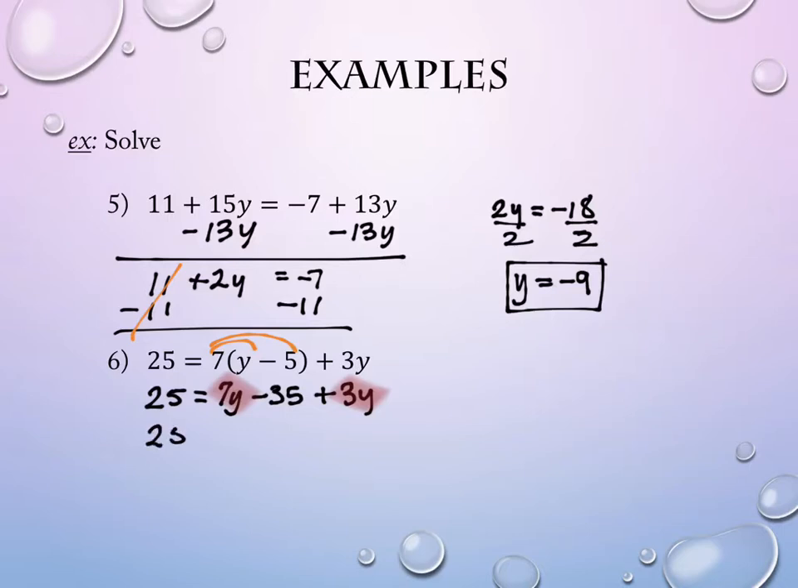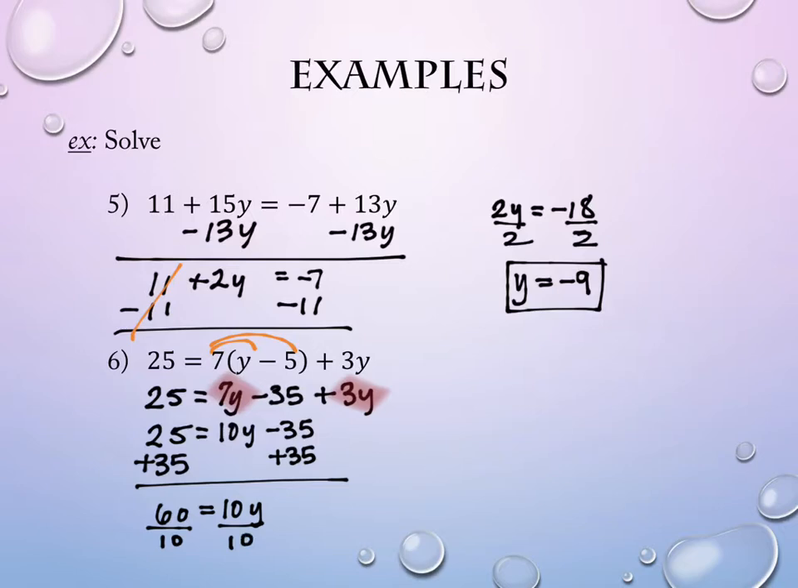So I'll rewrite my 25. 7y plus 3y is 10y, and I have minus 35. Now what? Add 35. 25 plus 35 is 60 on the left, 10y on the right, and I'll divide by 10. Okay, you notice I switched the y and put it first. I have a tendency to do that. You can certainly leave it on the right-hand side and it would be just fine. y is 6.